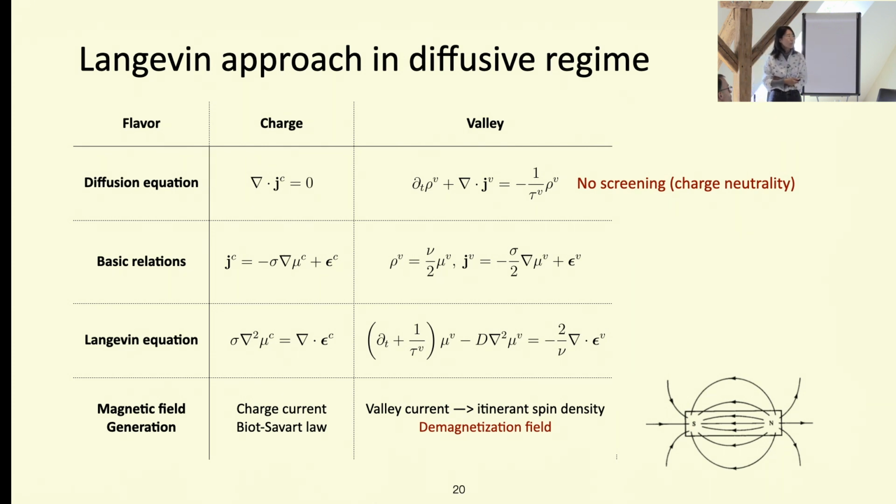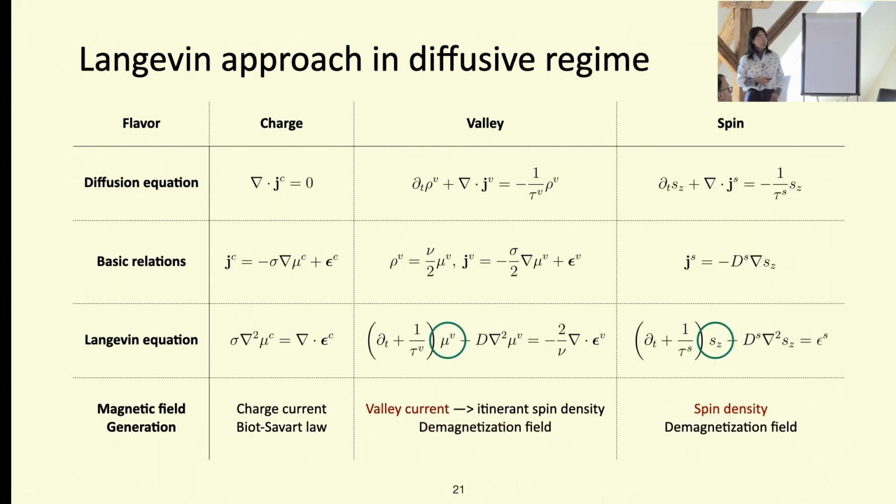And then the valley charge is proportional to a valley chemical potential. And again, the valley current is driven by the gradient of the valley chemical potential. So here is the Langevin equation again. And the second difference is that valley current, as we've seen, is proportional to a spin density. So here it's generating magnetic field in the demagnetization way. So this is mainly the difference between the valley and charge.